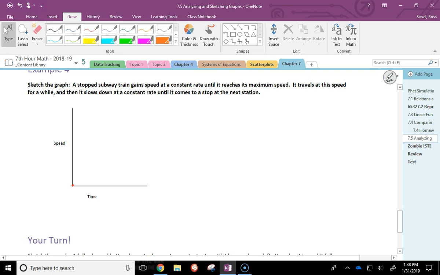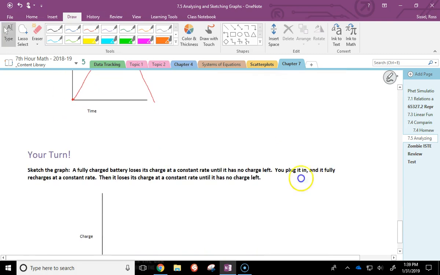Oh, look at that. Alright, Lee, come on up. Can you do this? Yeah, I think I can. Like that. That would be that. So a train, it was stopped. We increased, hit the max speed, traveled there, and then went down until it stopped again. The max speed, so if you wanted to draw all the way to the top, that's okay. That's fine. Okay, last one.